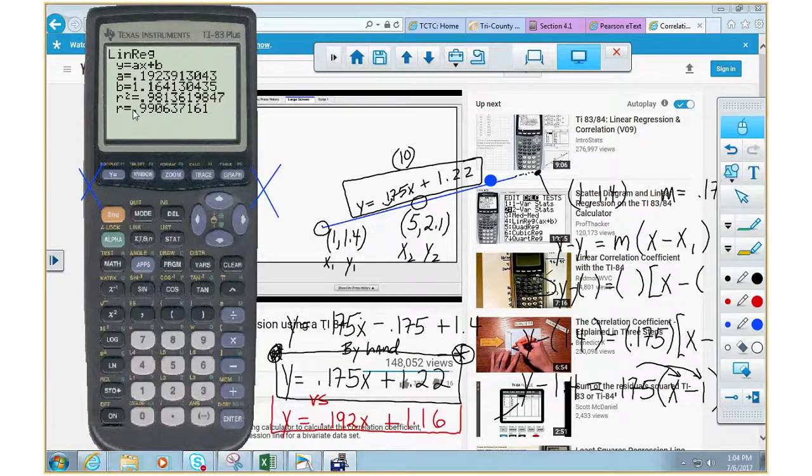Boom. Right there. 0.99. So is there a correlation here? Yes. Yeah, barely. 0.99. All right. Who's got a question on that? You just put that equation in your life. Yeah, that's why I'm showing you on the calculator.